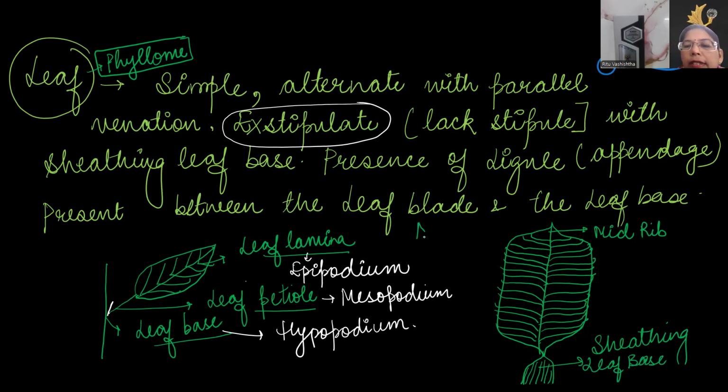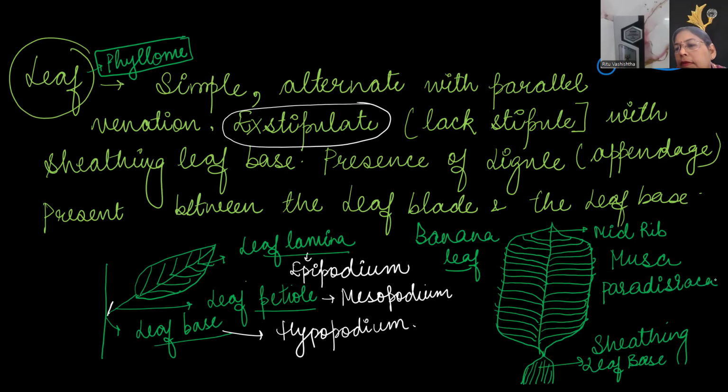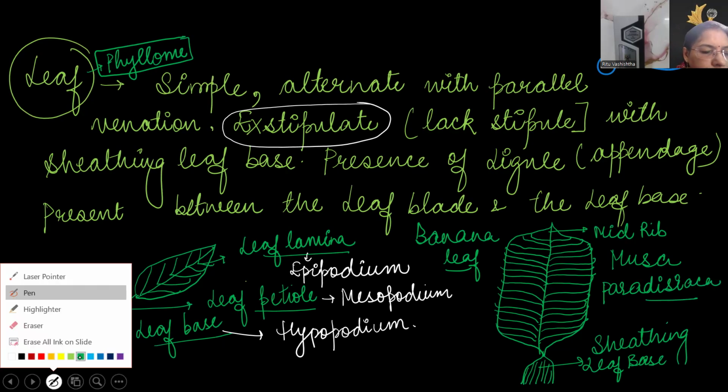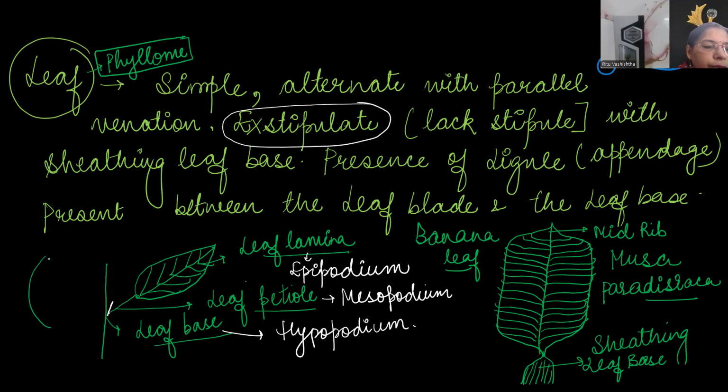Since I have taken the example of banana leaf, the botanical name for banana is Musa paradisiaca. And this is parallel venation. I'll also show you how it is different from the dicot venation.